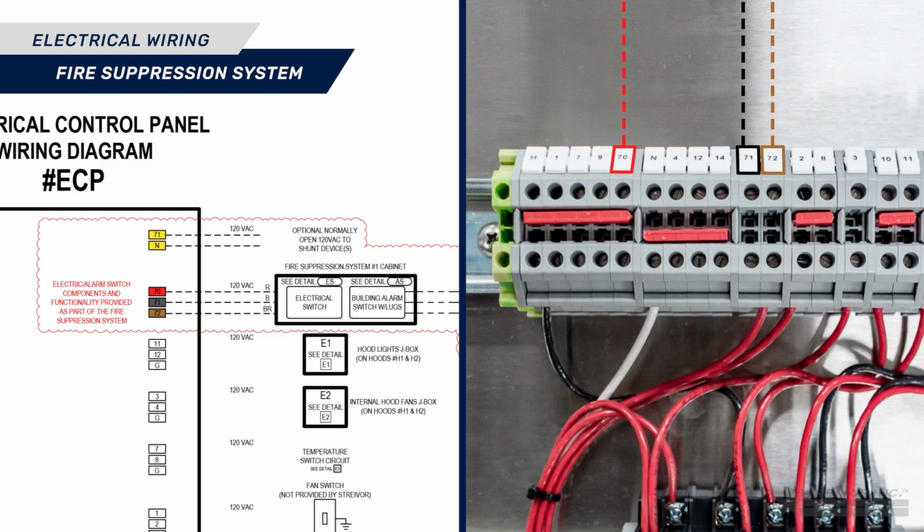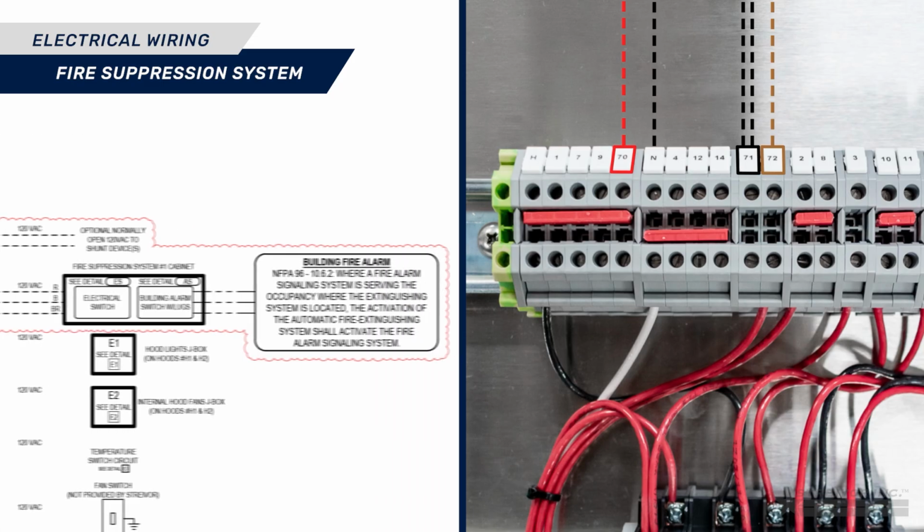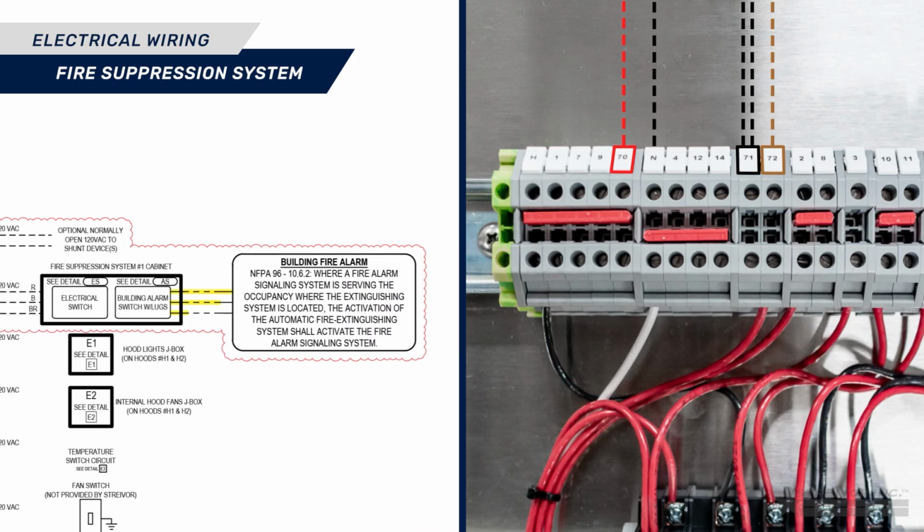Terminal block 71 can be used to provide power to a shunt trip device to comply with NFPA 96 Section 10.4.1. Terminal block 71 should provide 120 VAC power upon fire suppression system activation. The building alarm circuit is to be connected to the alarm switch with lugs.